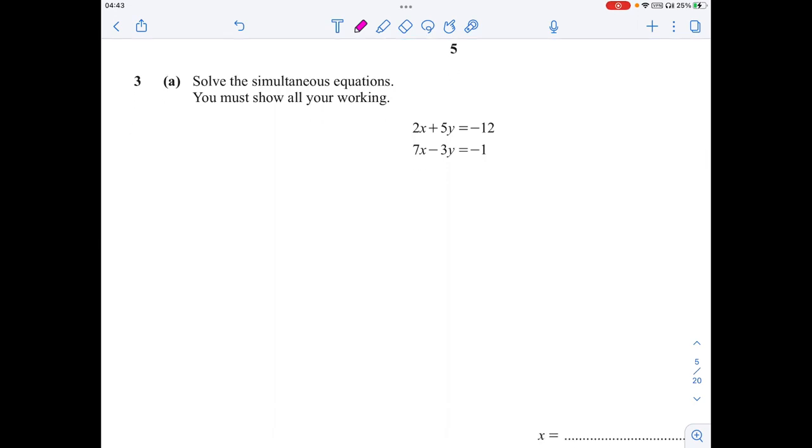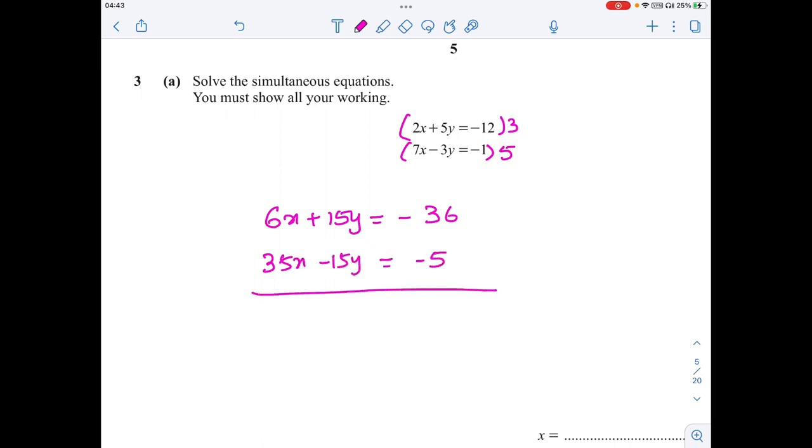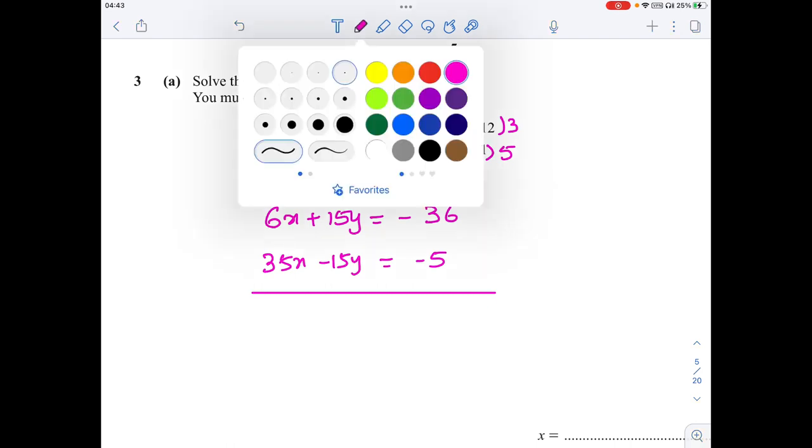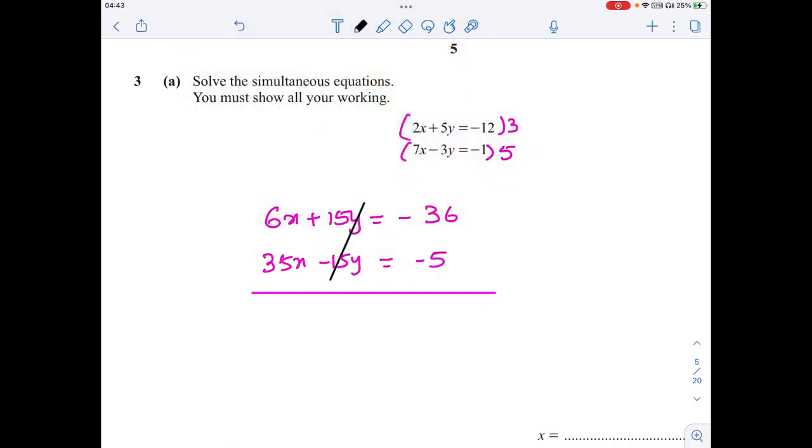Question number 3. Simultaneous equations. So first equation multiply by 3. Second equation multiply by 5. So 6x plus 15y equals negative 36. 35x minus 15y equals negative 5. Then add both the equations. 15y gets canceled. 41x equals negative 41. x equals negative 41 upon positive 41. x equals negative 1.